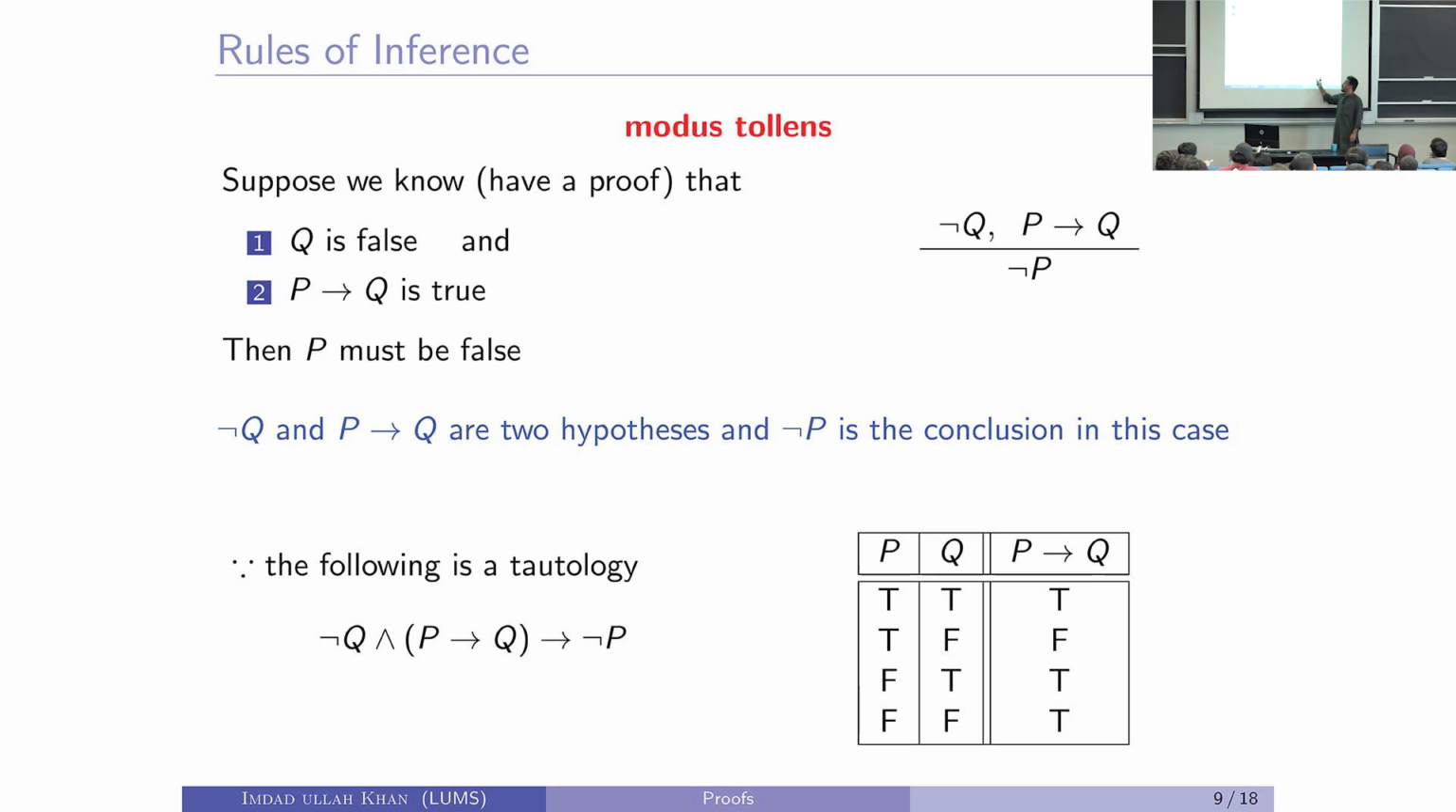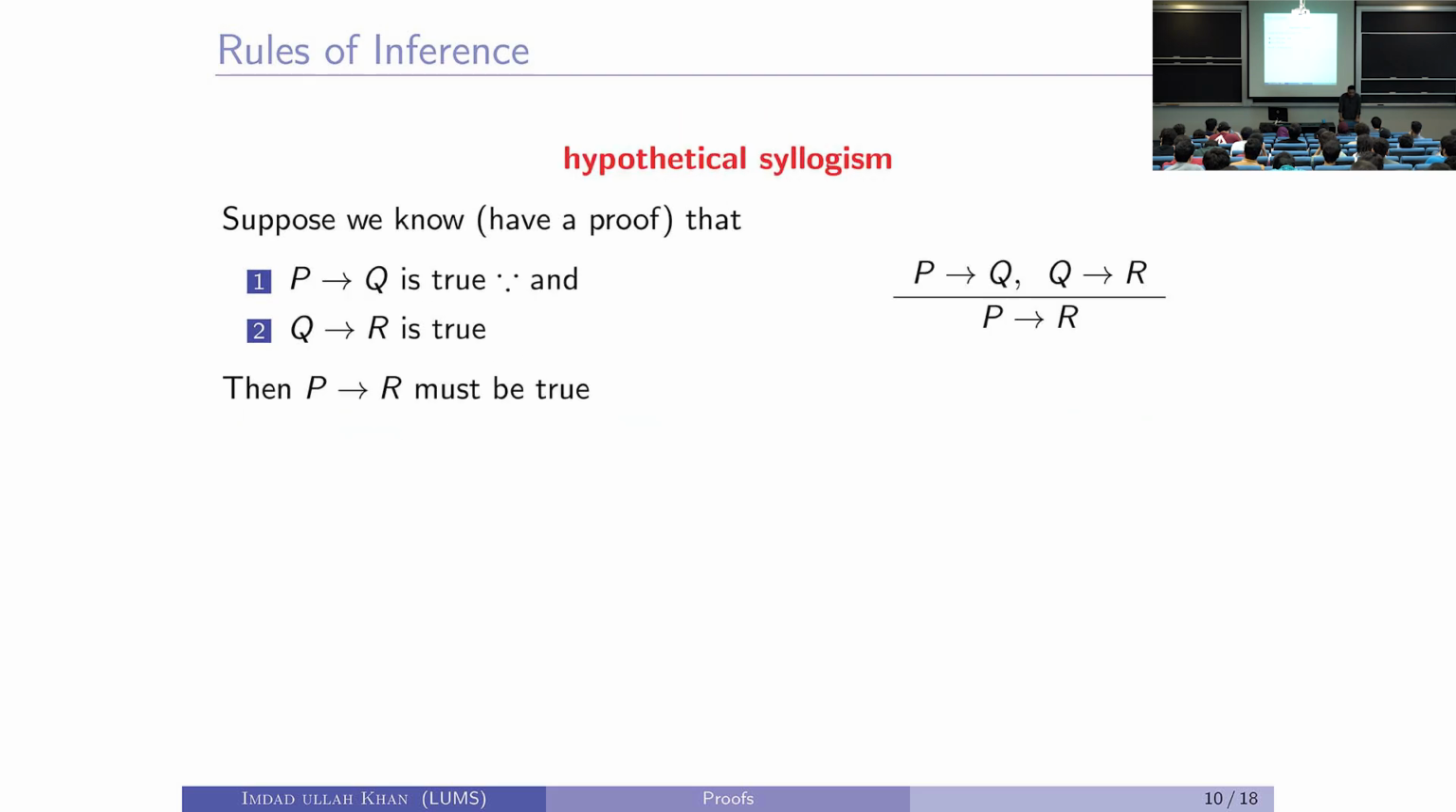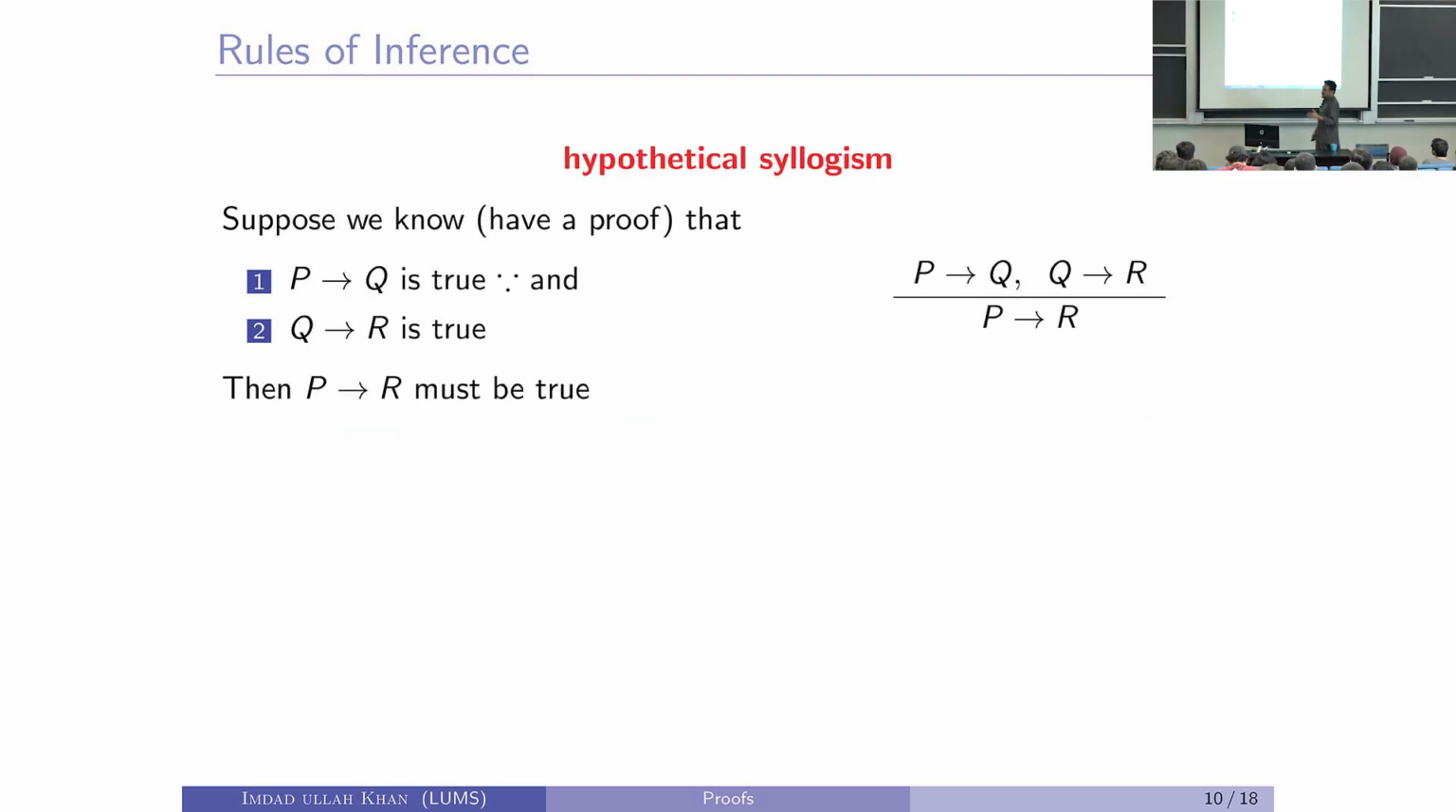In the last row, P implies Q is true and Q is false, so then P must also be false. Okay, it's called modus tollens. Then there is a hypothetical syllogism which says that if P implies Q is true and Q implies R is true, then P implies R must also be true, right? So it's some kind of transitivity between implications.